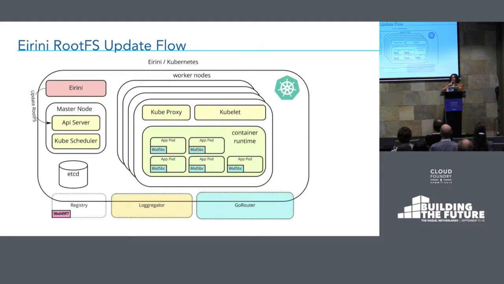So Eirini is then going to update the stateful set that represents all of these app pods and controls all of these app pods. It's going to update a label on that stateful set. The value of the label corresponds to the version of the RootFS. By updating that label, it's going to cause Kubernetes to say, oh, these app pods are out of date. I need to go restart all of them. And when we restart them, that means the container runtime is going to have to reach out to the registry again and get the new version of the container image. So then we're going to go through all of the app pods one by one and update all of these pods.